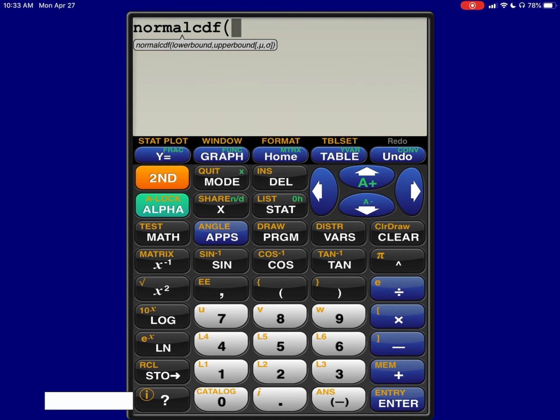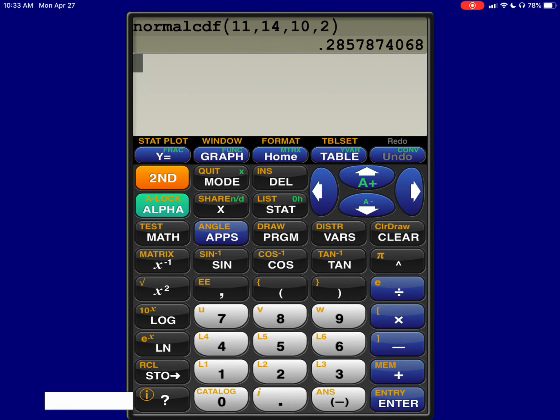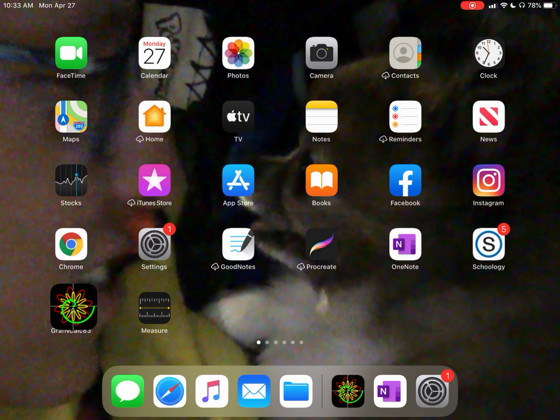So normal CDF, my lower limit's 11, my upper limit is 14, my mean is 10, and my standard deviation is 2. So I predicted around 30%, so let's see. 28, not too bad, 0.2857.